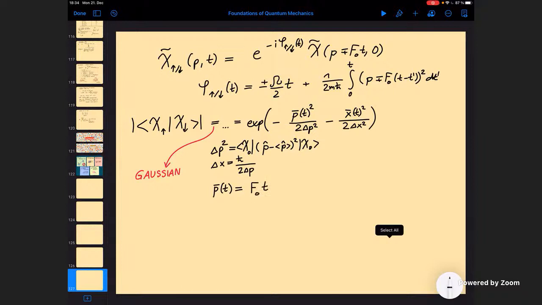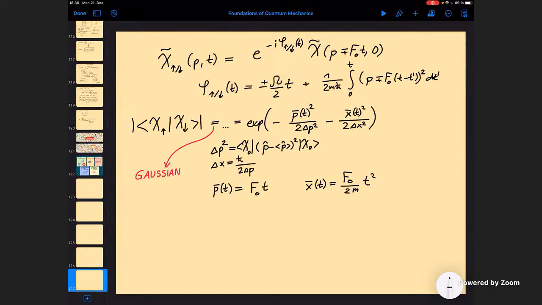And X bar, well, what's that? That's actually the kind of time evolution of the position of a classical particle that is under the subject of this constant force. And I hope you remember that would be 1/2 acceleration times time squared. So that comes not even, that comes from high school basically. So F zero divided by 2m, that's the half of the acceleration times t squared.